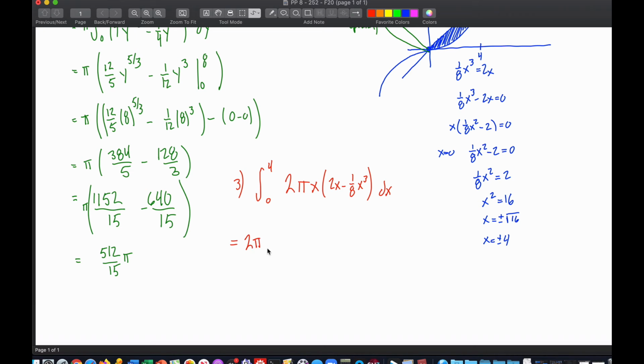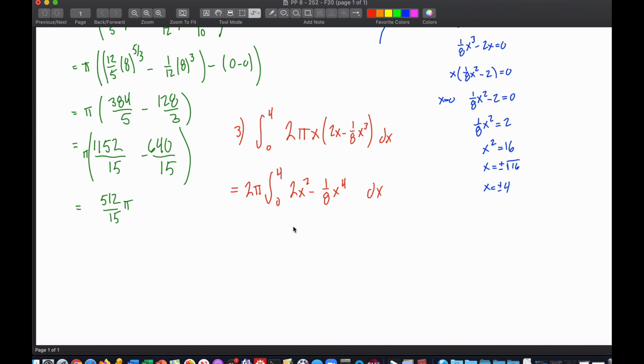If not, I've got to go hunting through this to figure out what I messed up. Let's see, 2 pi is just a constant. That's nice, so I can pull that out in front. I wonder if I can simplify things. I could take the x and distribute it through and get 2x squared minus 1/8 x to the 4th power. And then the evaluation theorem tells me that I need the antiderivative of this guy. The antiderivative of 2x squared is 2/3 x cubed. And the antiderivative of 1/8 x to the 4th power is 1/40th, that's 1 over 8 times 1 over 5, x to the 5th power. And that will need to be evaluated from 0 to 4.